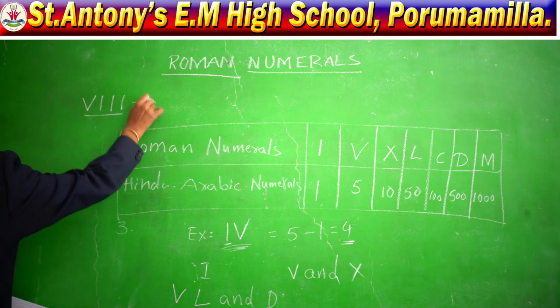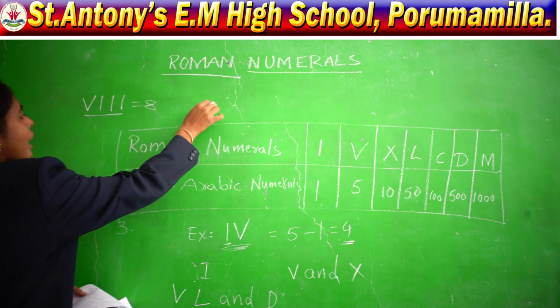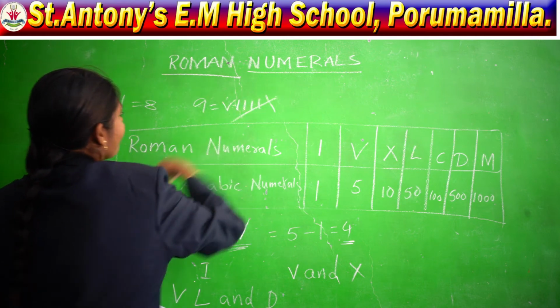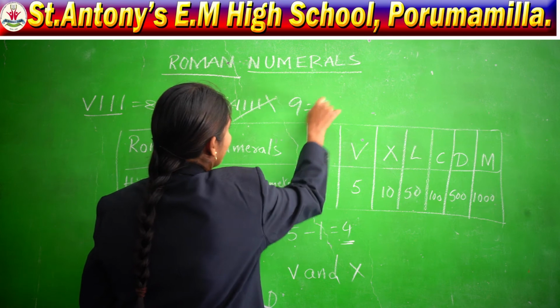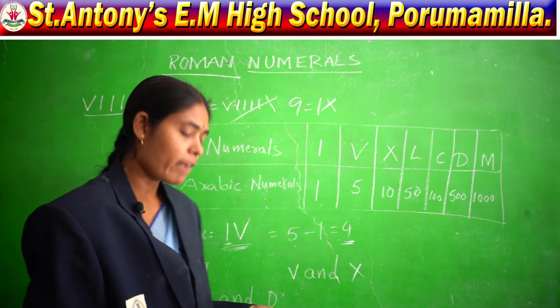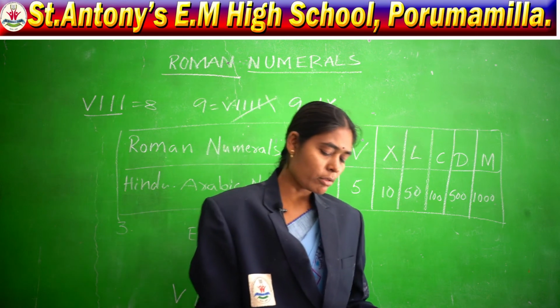For 9 you should not write 5, 6, 7, 8, 9. This is completely wrong. For 9 what you want to write? 10 minus 1 is 9. I will explain everything, how to write the numbers also, numerals also.